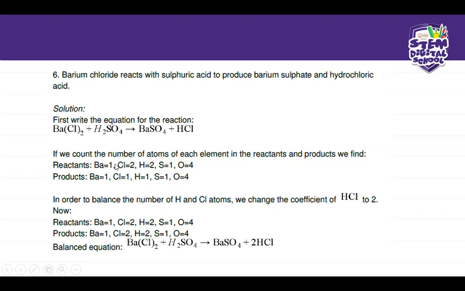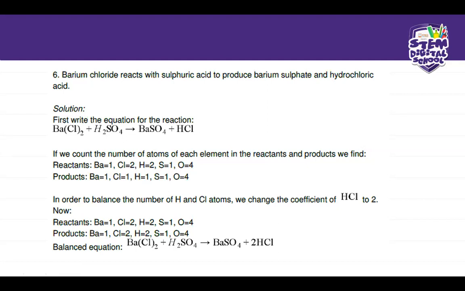So what are we going to do here? It means on the HCl, you're going to put on a 2. If you put a 2 on the HCl, then we're going to have 2 H's on both sides, and we're going to have 2 Cl's as well. I think this one was quite a simpler one compared to the one we just did before. So in order to balance, we put in a 2 in front of the HCl. So now our reactants are balanced.